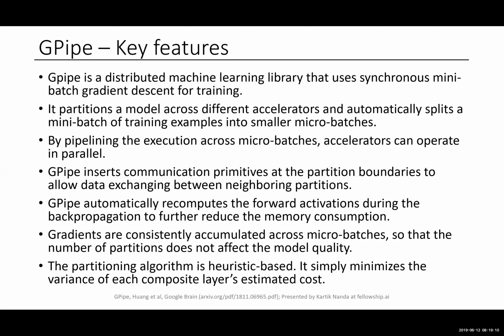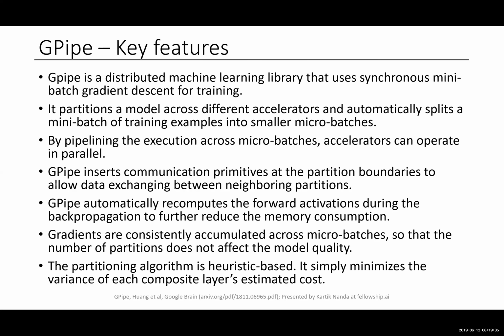So in other words, it isn't up to the programmer to figure out which micro batch is being executed where, and what are my dependencies, and do I need data from this certain micro batch which is running at this particular accelerator. No, GPipe does all of that for you.